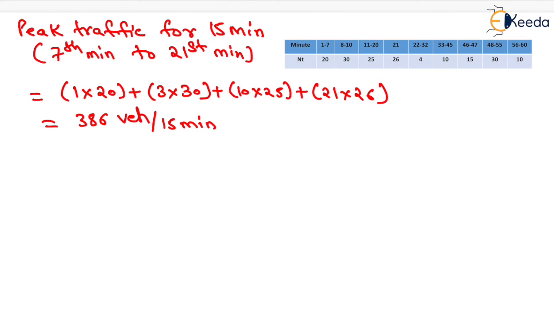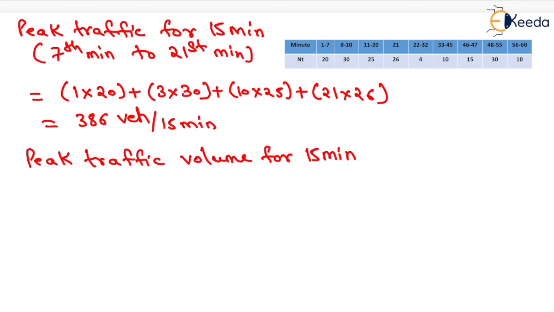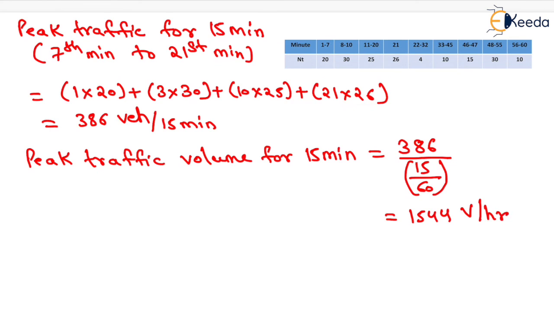But we want to convert this in terms of vehicles per hour, so the peak traffic volume for 15 minutes will be equal to 386 divided by 15 by 60, because we want to convert this value in terms of vehicles per hour, so it will be equal to 1544 vehicles per hour.